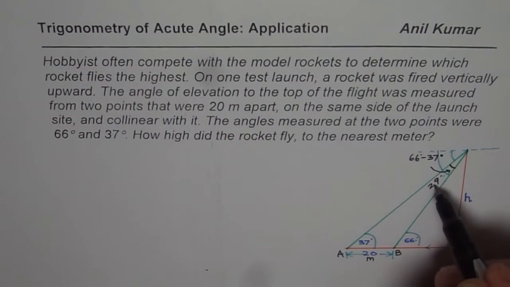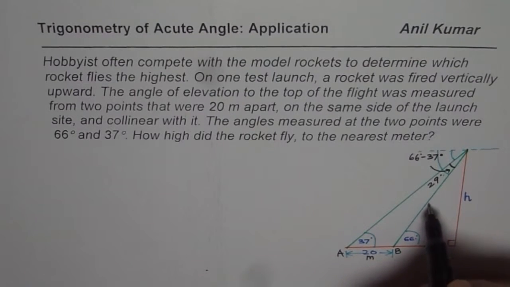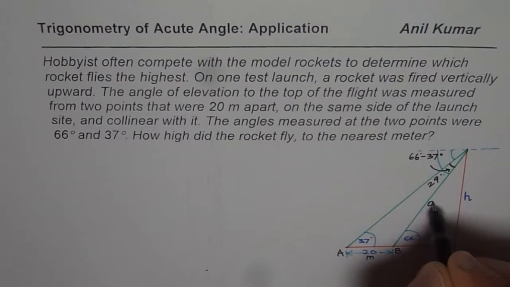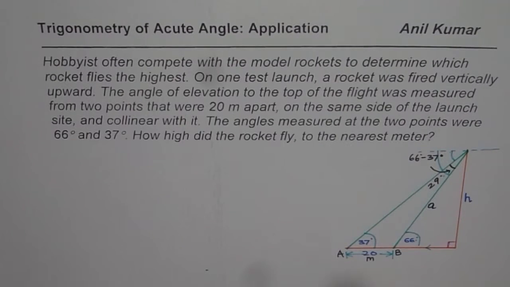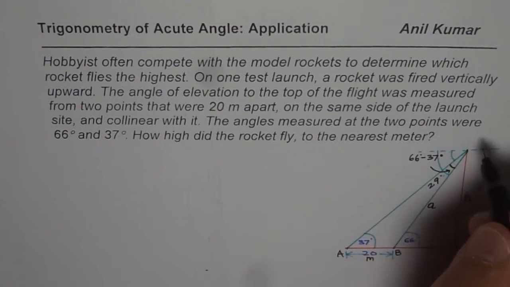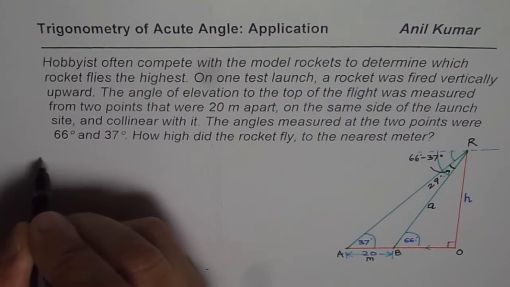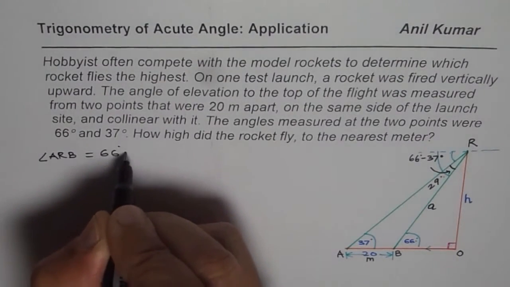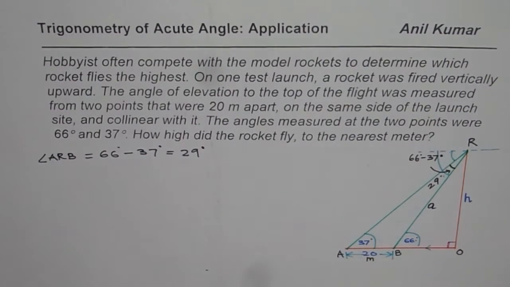Now we know the ratio 29 to the side. Once we know that, we can find the sides of this triangle. Since we need to find the height, that is the side which is critical for us. Let me call this side small a, the side opposite to my angle A. Okay, so let's solve for this. So first thing, let me call this point as the rocket R, and this is O for us. So we say that the angle ARB is equal to 66 degrees minus 37 degrees, and that is 29 degrees. It is important to show all the steps.